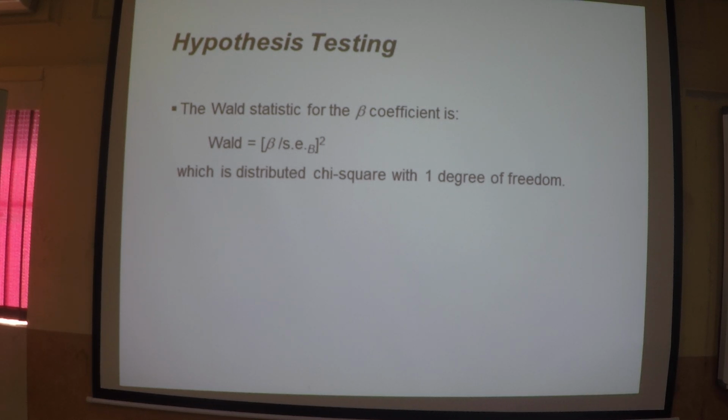Because the null hypothesis is beta minus beta star is 0, so it's beta hat upon the standard error of beta, squared. As you can see, this will be a chi-square, because it's a standard normal squared. This is a chi-square with 1 degree of freedom, because it's a single chi-square.